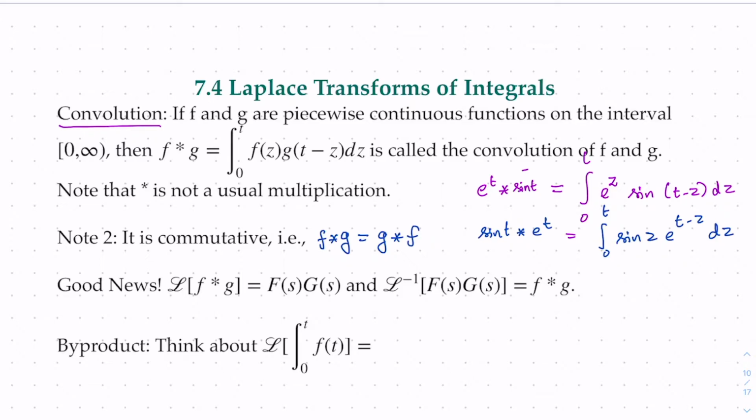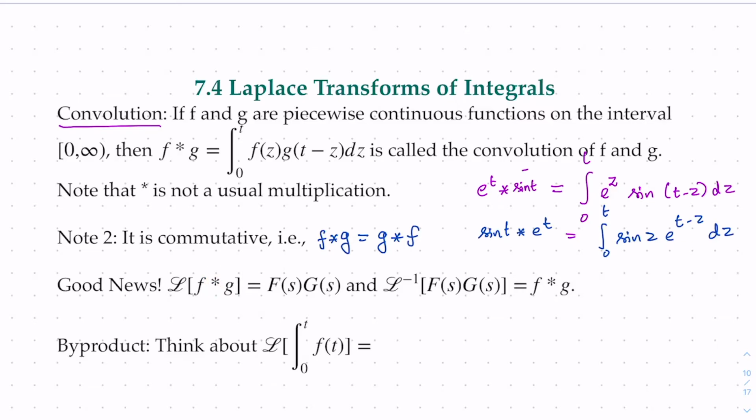That's good news number one. The good news number two is, the beauty is the Laplace transform of f convoluted with g. It's not a multiplication, right? It's not a multiplication, so you wonder why we are using this asterisk. It's kind of like a multiplication, right?